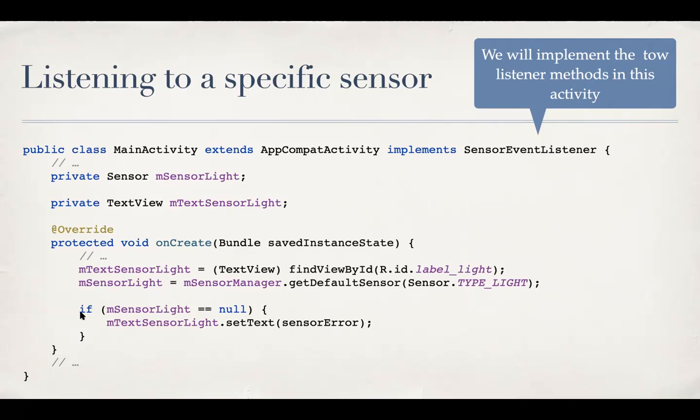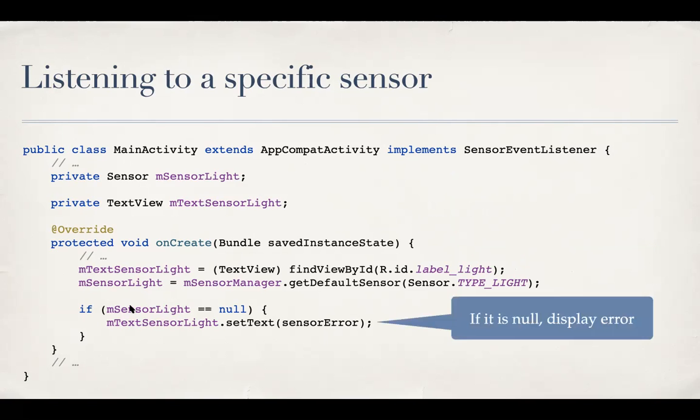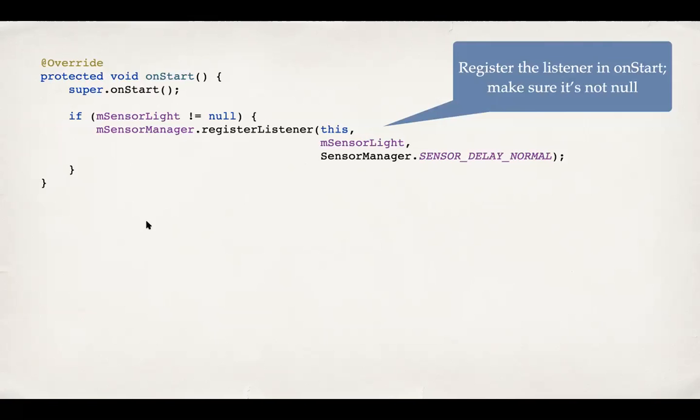Right, so after grabbing the sensor here, we check if it is null. If it's null, we simply display the error. We don't want to register that null sensor and try to deal with it and end up in a null pointer exception. Now in the on start method, this is more or less the standard procedure. You would register things in on start and unregister them in on stop, etc.